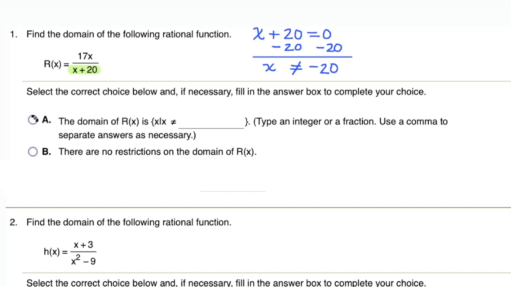So if you look at the choices here, choice A says the domain of R of x is, and it has set builder notation here. The only part you need to fill in is the -20.